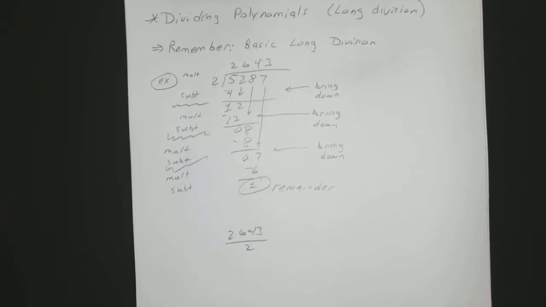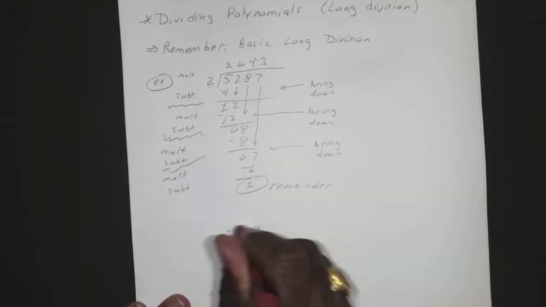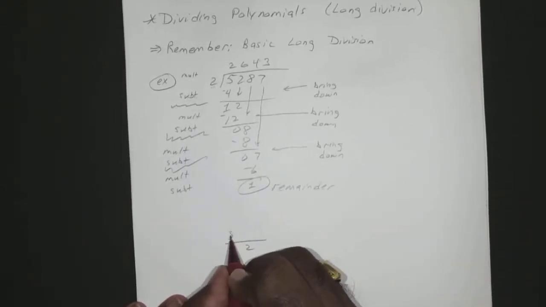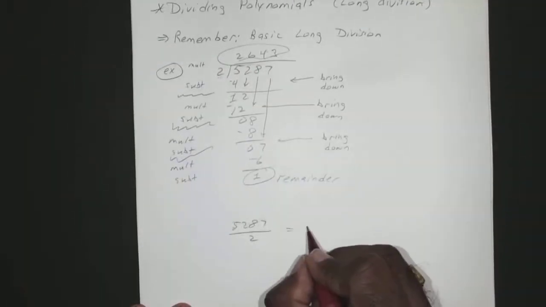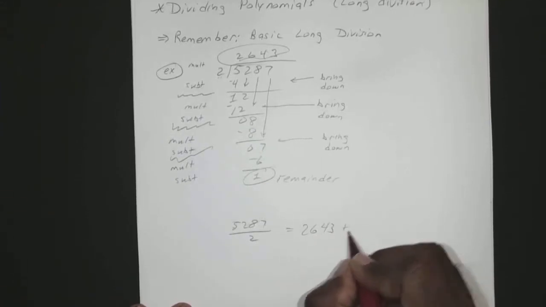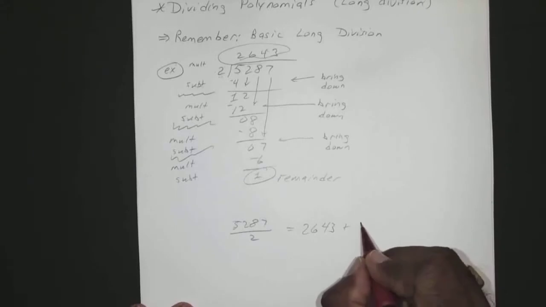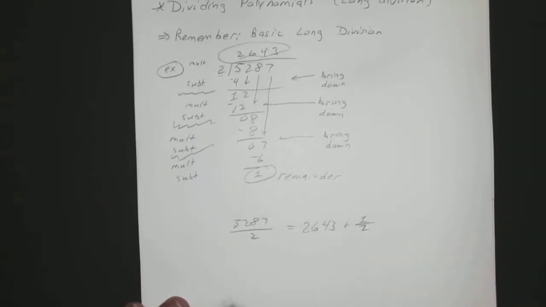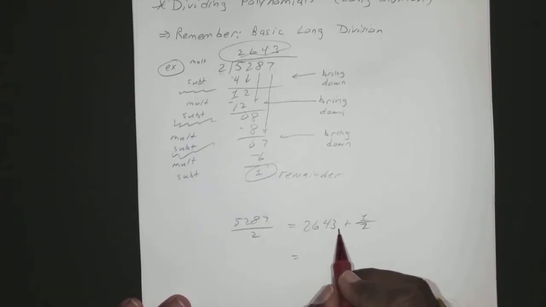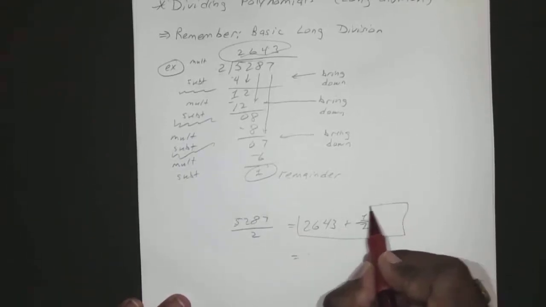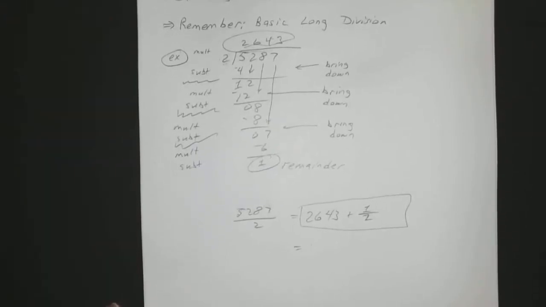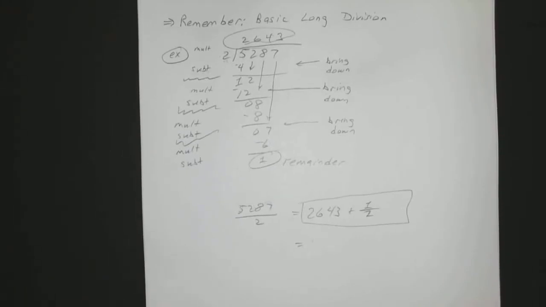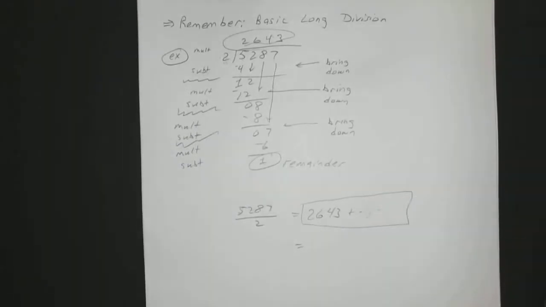So 5,287 divided by 2 is going to equal 2,643 plus 1 out of 2. Or you can just write it in this case as 2,643 and 1/2, but we're going to leave it like that just because it helps us transition to dividing polynomials. Plus 1 over 2, I guess you can say 1/2.